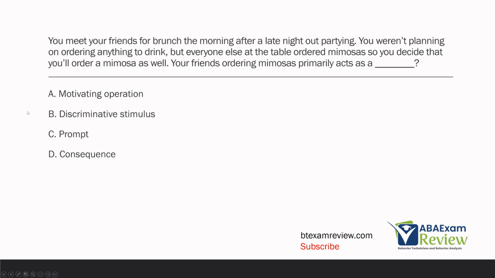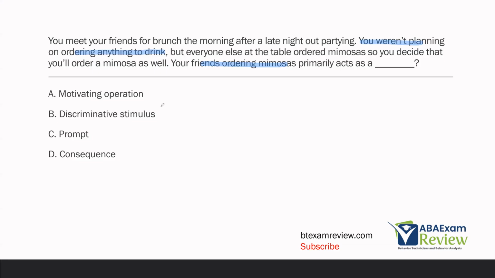So we're looking at the behavior of your friends ordering mimosas, and we're looking at it relative to you ordering the mimosas. Because why or what occurred causing you to get a mimosa? Well, we know your friends ordered one, even though previously you weren't planning on ordering anything to drink. So let's think about and remember, what is the difference between a motivating operation and a discriminative stimulus? A motivating operation increases the value of something or decreases the value of something. Essentially, it makes you want or not want something.